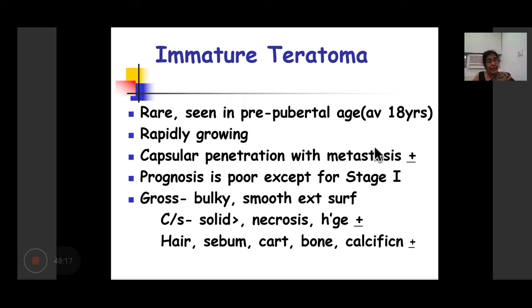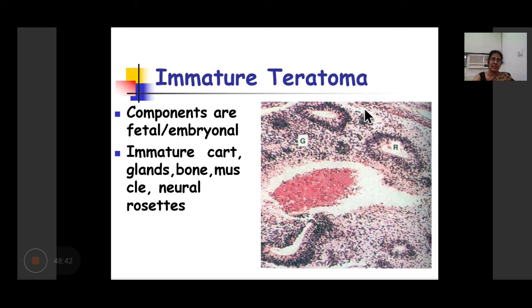In testis, the mature teratoma may be malignant, while an immature teratoma of the ovary is generally malignant, and the prognosis is poor unless you have picked it up when it is only localized to the ovary or in stage 1. So they are large, bulky masses, may form 15 to 20 centimeter in size, but they have smooth external surface, may show necrosis, hemorrhage, and will show immature bone, cartilage, calcification. Here you are seeing immature components of the neuroectodermal tissues. So components resemble the structures seen when we are developing as a fetus or in an embryo stage.